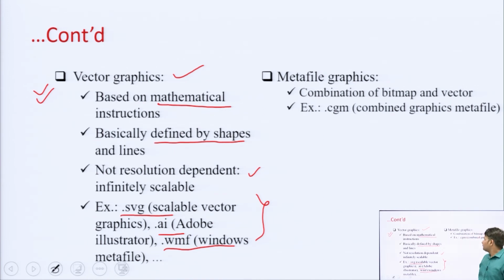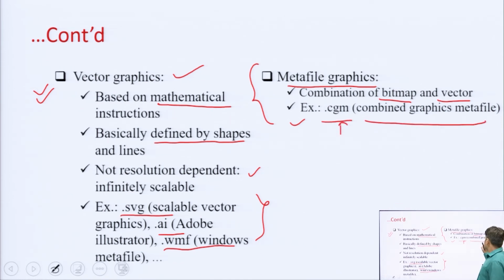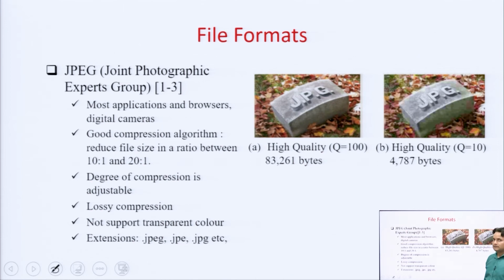then you can say that file belongs to vector graphics. Okay. And metafile graphics is another type of image, which is a combination of bitmap and vector type of image, and the extension is .cgm. Okay. That is the full form of CGM, combined graphics metafile. So, these three types we can identify for images. We can say two types of image are there basically, and the third one is a combination of the above two. Okay. Now, if we talk about the file format, we have identified the classification of images.